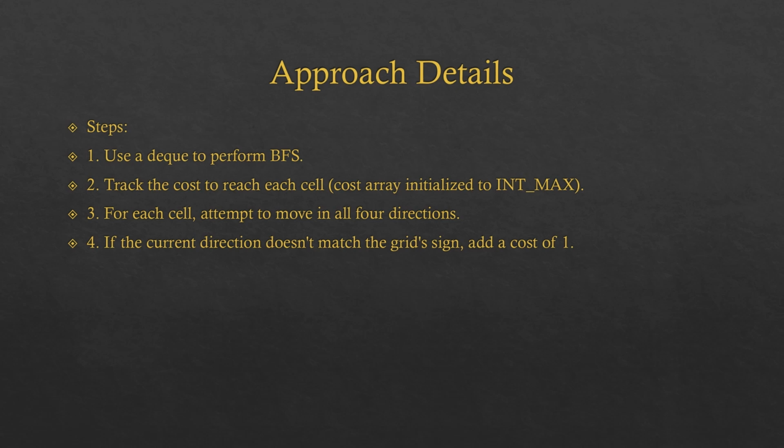Now let's break down the steps. First, we perform BFS with a deque. We initialize a 2D array to track the cost to reach each cell. For each cell, we check all 4 possible directions. If the current direction does not match the grid's arrow, we add a cost of 1. The deque helps us manage these moves efficiently.